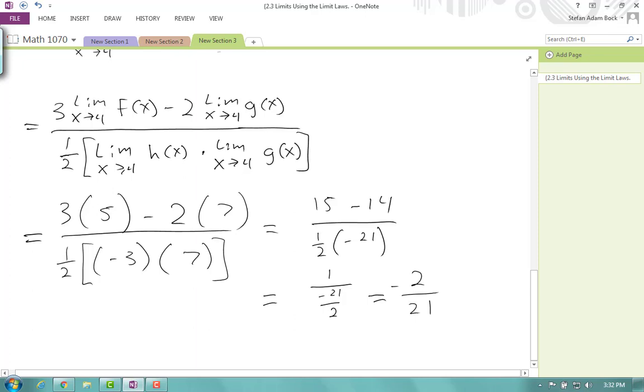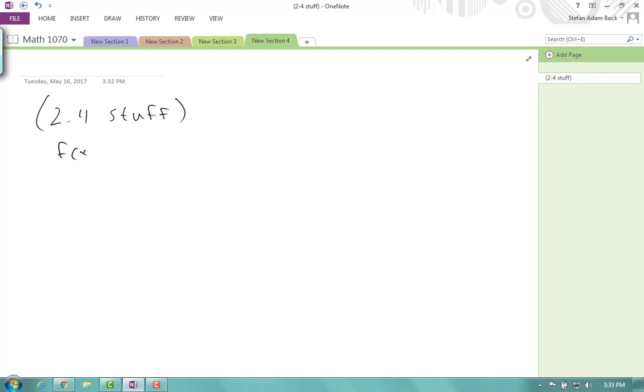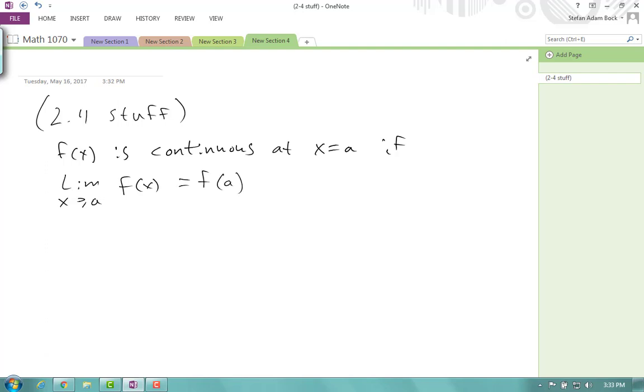We actually have some additional rules which are simply just consequences of having a continuous function. So let me define that. This is actually 2.4 stuff. f of x is continuous at x equal to a if the limit as x goes to a of f of x is equal to f of a. In short, if the limit is equal to the function value, I have a continuous function.